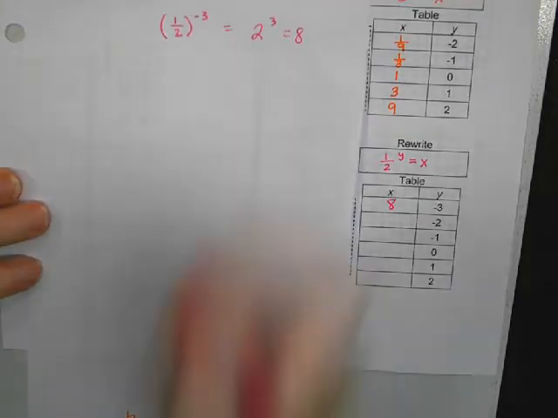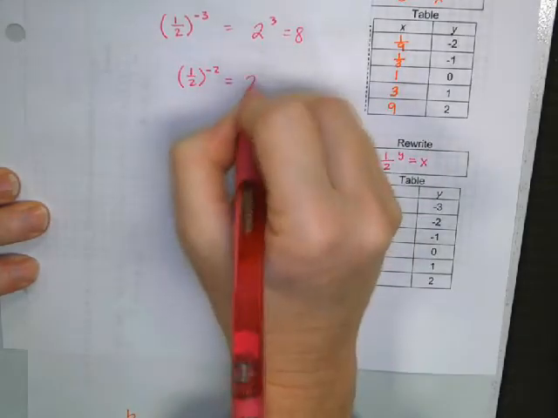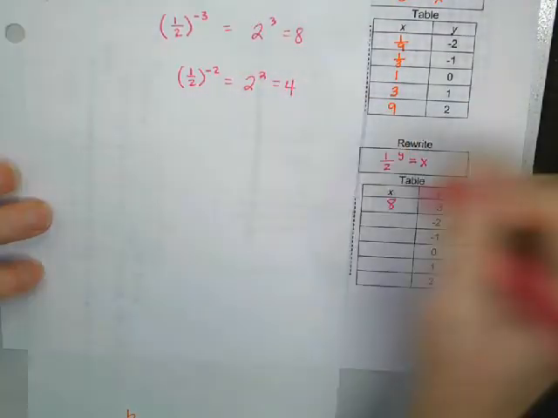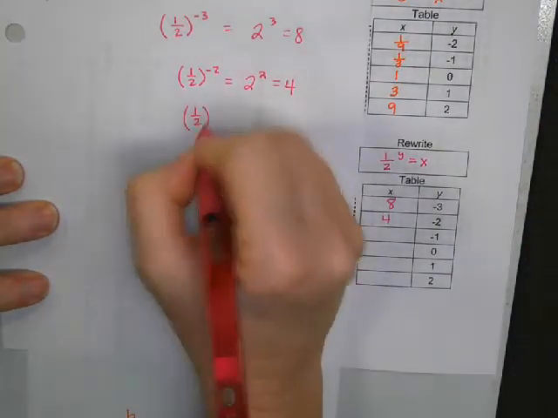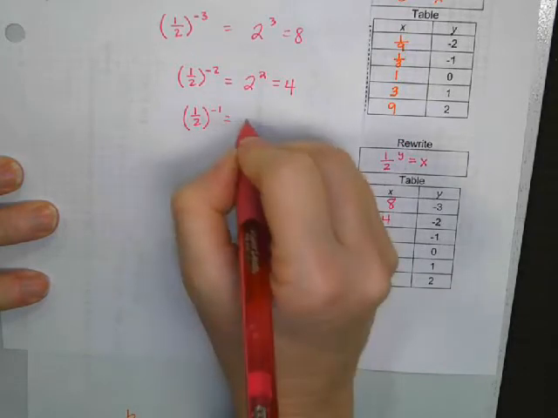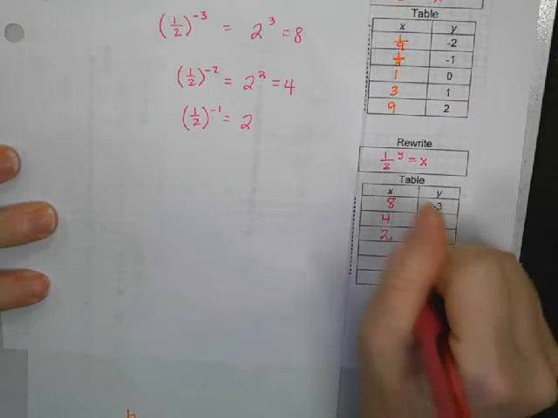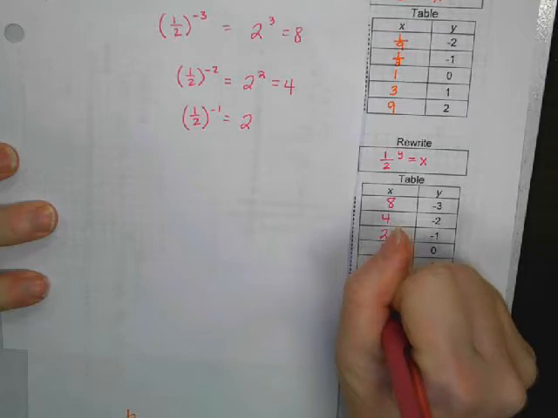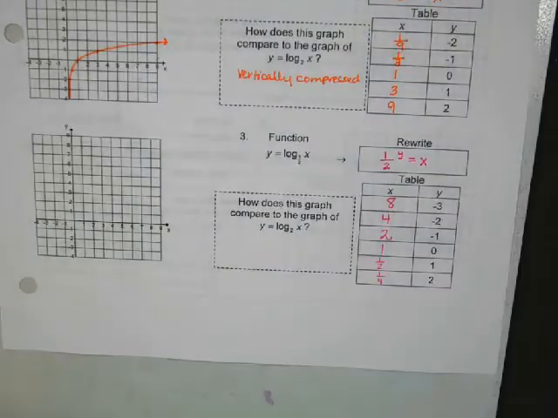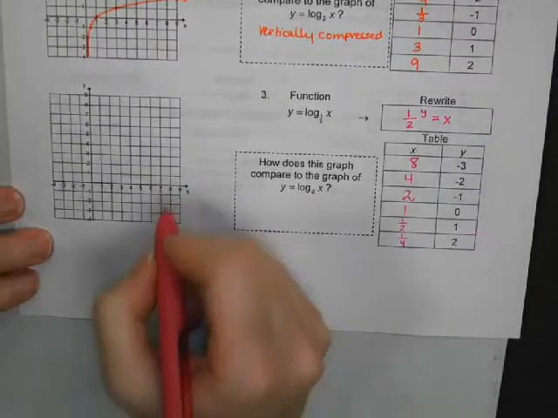If I do 1/2 to the -2, that's 2 squared, which is 4. And 1/2 to the -1 is 2. Anything to the 0 power is 1. And then, isn't it 1/4? 1/4, yeah, that's right. Okay, so now we have to plot and graph.